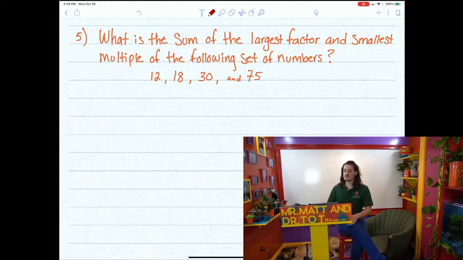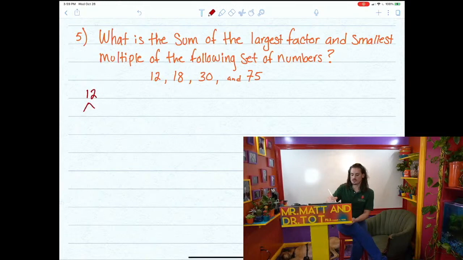Okay, so if we're trying to find the largest factor, that's another phrase that we could use to describe the greatest common factor, the GCF. And the smallest multiple is another phrase that's synonymous with the least common multiple, the LCM. So we need to find the GCF and the LCM of 12, 18, 30, and 75. So the first step is to factorize all of your terms. So I'm going to break these into their prime components.